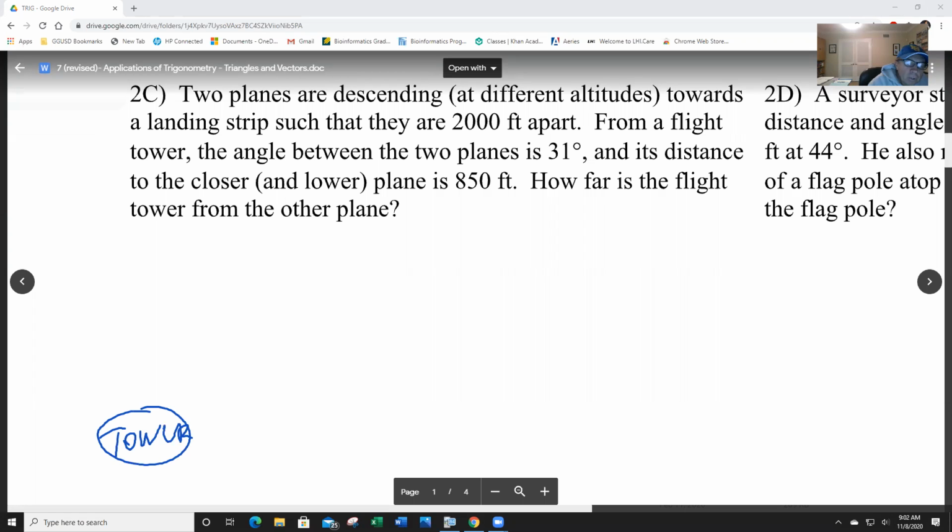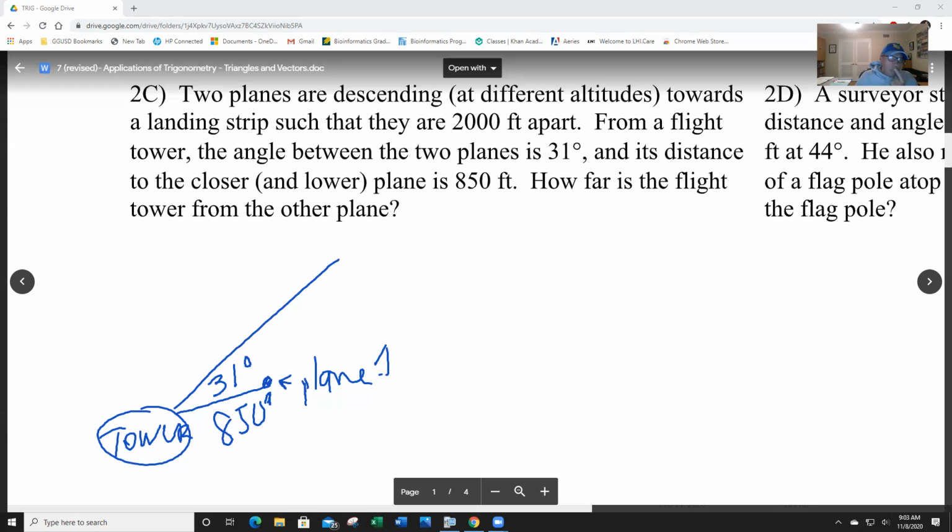All right, so I'm just going to try to draw this. Does that look about 31 degrees? I suppose. Okay, 31 degrees, less than a 45, all right. And its distance to the closer and lower plane is 850. So I'm going to put this as 850. This is feet, I guess. That seems awful close, but it's okay. So there is plane one, this is plane one right here.